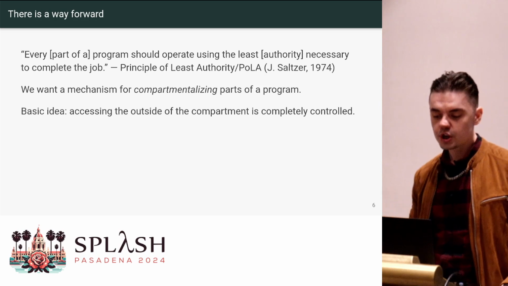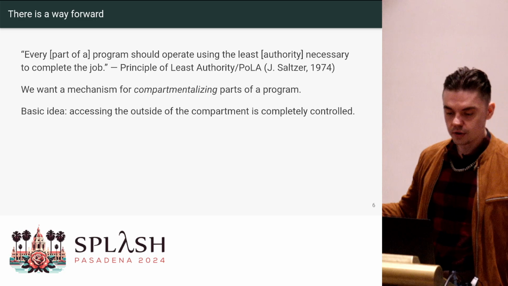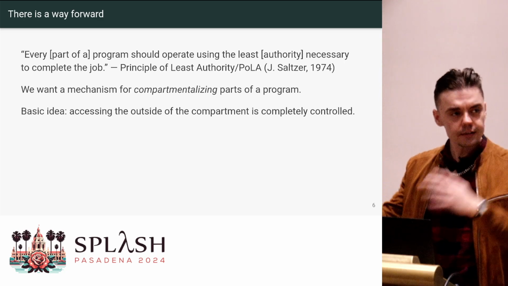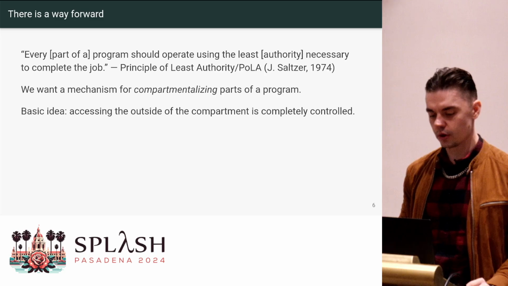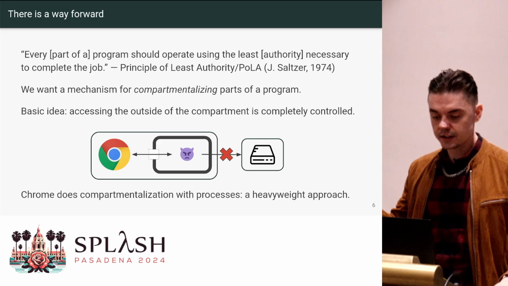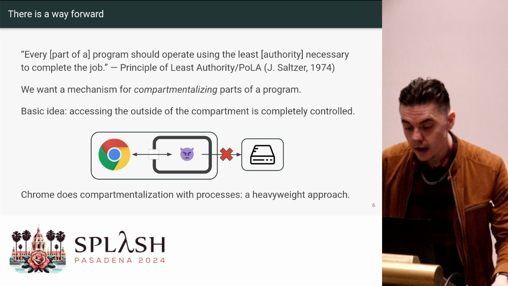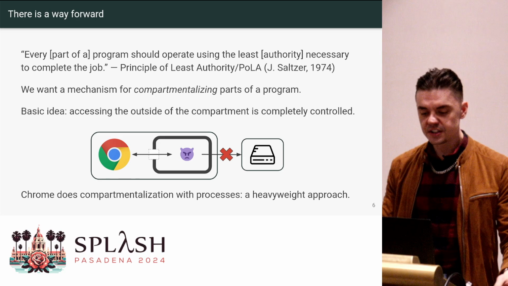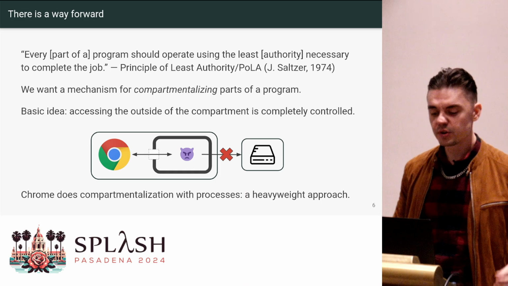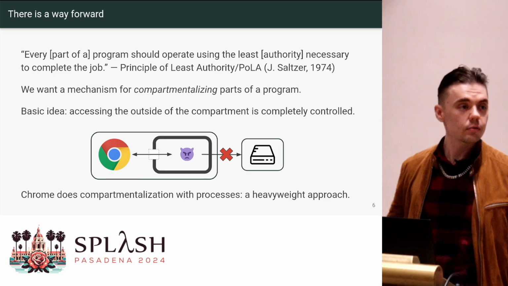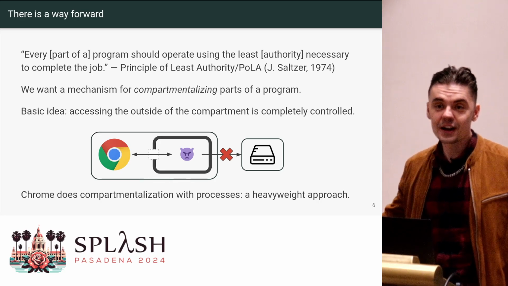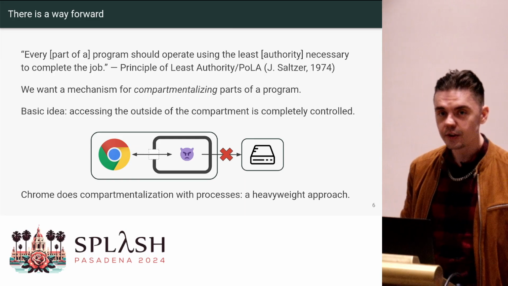One approach is to compartmentalize parts of the program, which is to say we run them in an environment such that accessing anything outside of this environment is completely controlled. What Chrome does is it runs libraries inside processes, which you may have seen. This does the job, but it leaves a lot to be desired, right? Now you need to communicate between processes. Now you need to express policies in OS-level concepts. And the only way to tell if your policy is too restrictive is to run the program and see if it crashes.